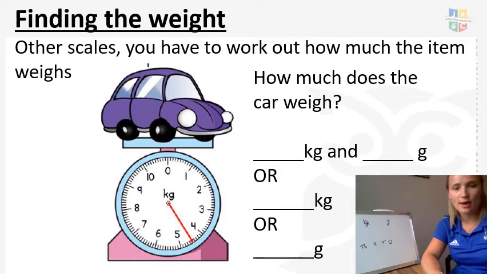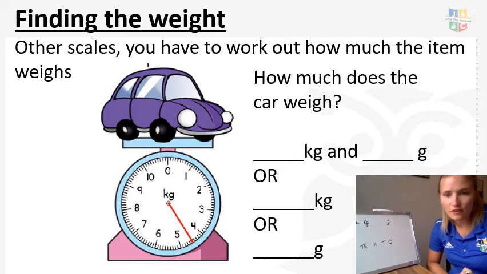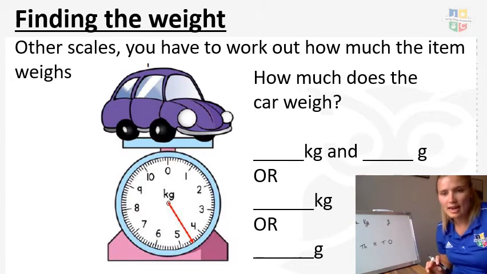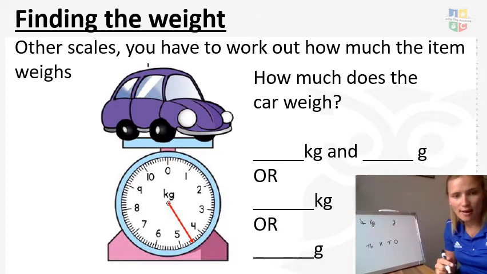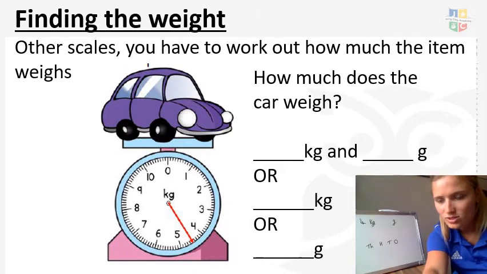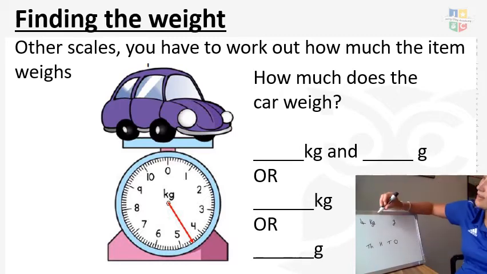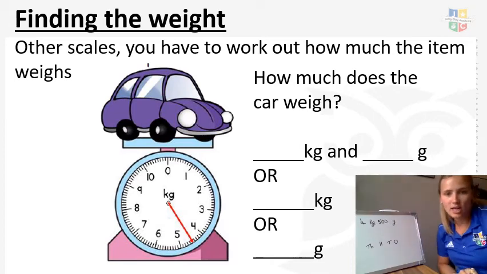So I know straight away that my hand has gone past the 4 kilograms, so I already know I've got 4 whole kilograms. Now, when I have a look at my grams, I can put my hand on the 4 and count up in hundreds: 100, 200, 300, 400, 500, so it is 500 grams, and you can actually see that it is halfway between the 4 and the 5 also.